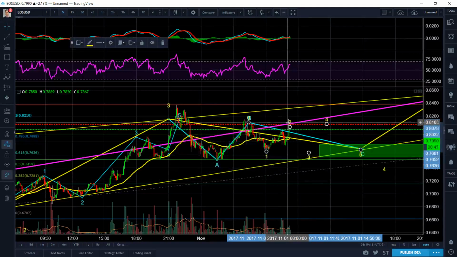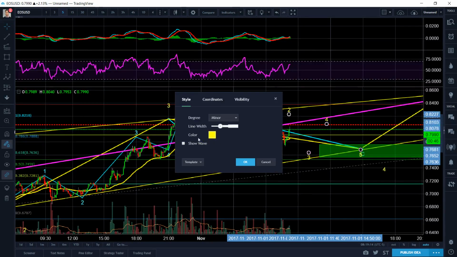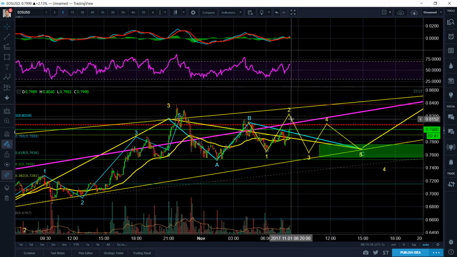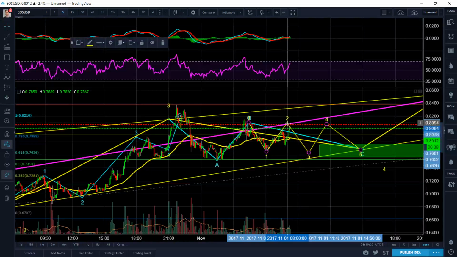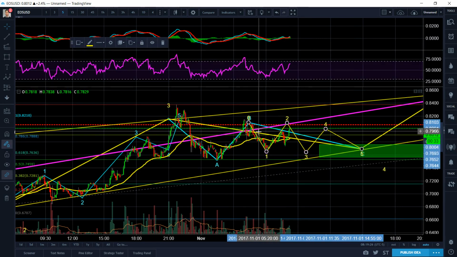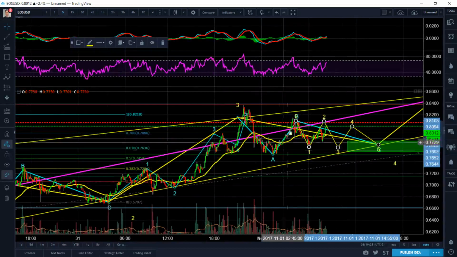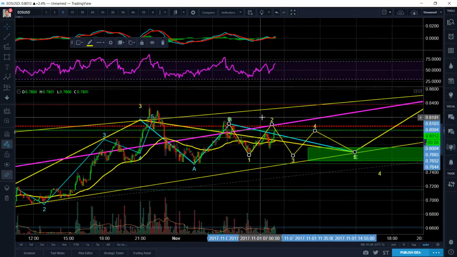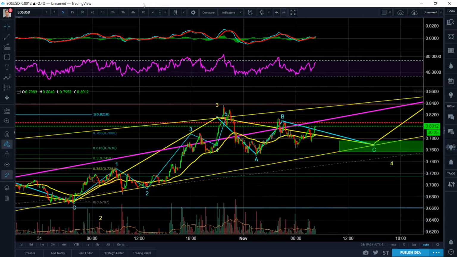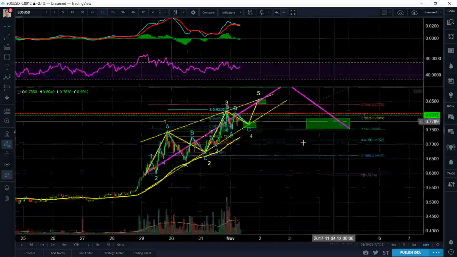See? Just something like that. So something like this. It's going to end up becoming a flat, pretty much. Something like that. So that's A, and then B, and then that's going to be C up over there. It looks a lot better on the 1 hour chart, trust me.